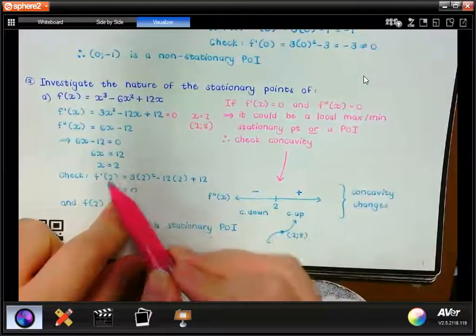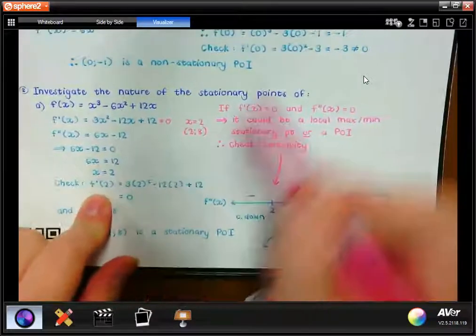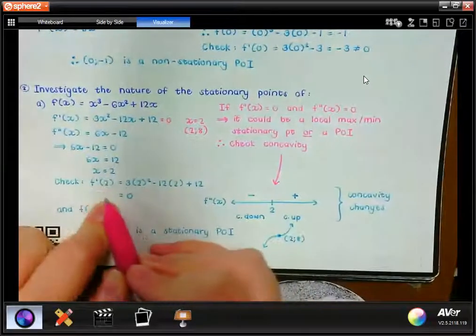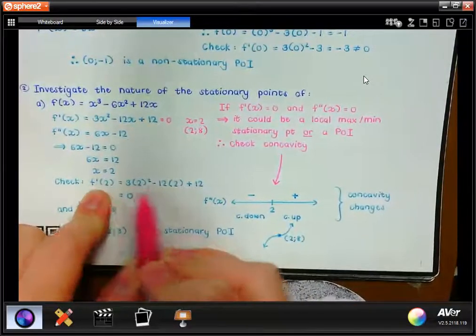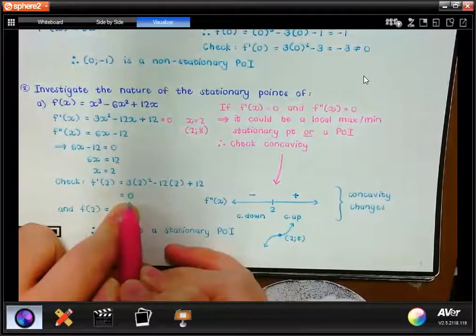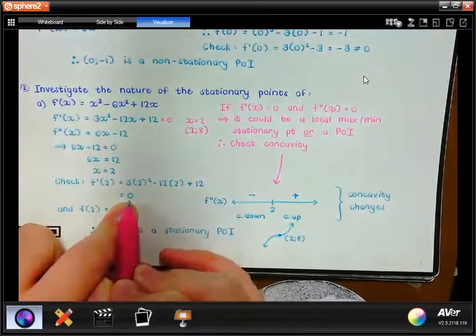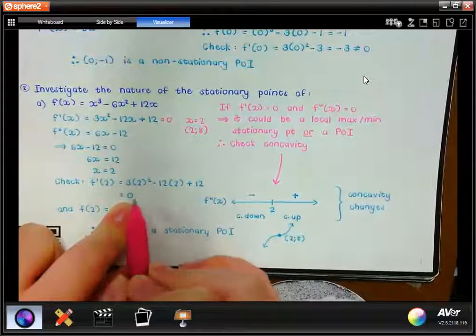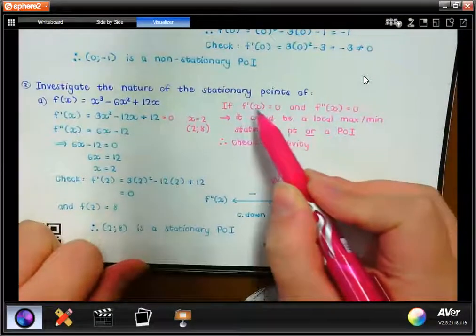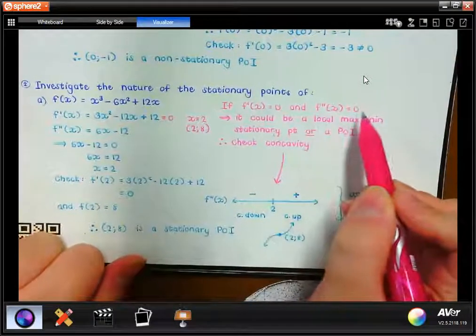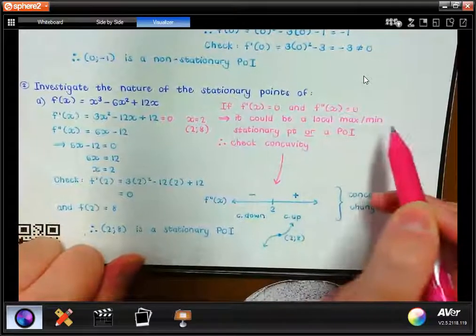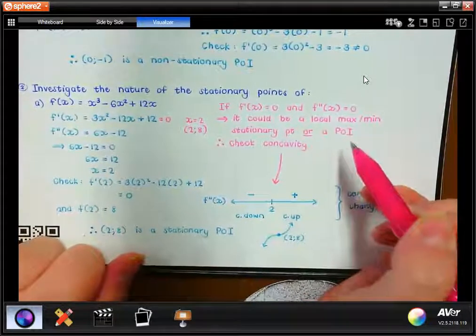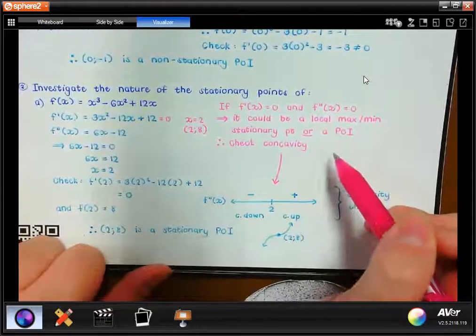So they're getting this x equals 2, and then they're doing this check that we did in the previous question. All right, they're subbing 2 into the first derivative and getting that it's equal to 0. Meaning basically that it is a stationary point there. So now they're saying if the first derivative is 0 and the second derivative is 0, then it could be a local maximum stationary point or a point of inflection. So then they're checking concavity.